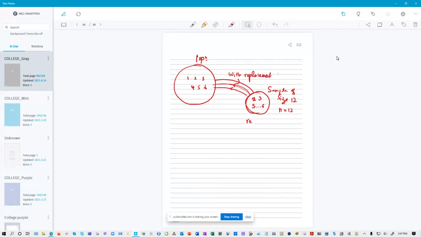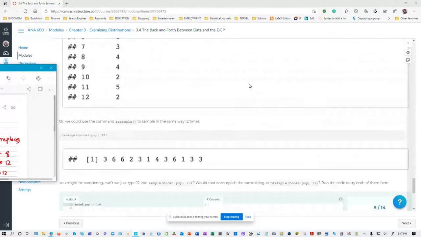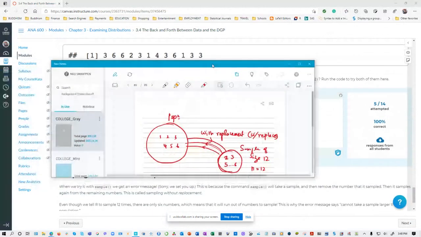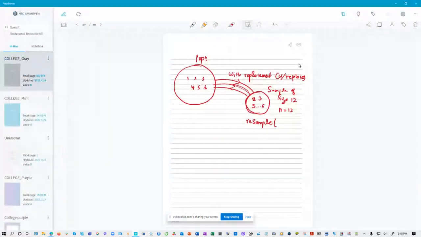whatever number you pick, you're going to put it back. That's how you're going to get the 12 numbers. Get a number, make a record of it, and put it back. In order to do that, you have to use resample. You're going to resample the variable 12 times.